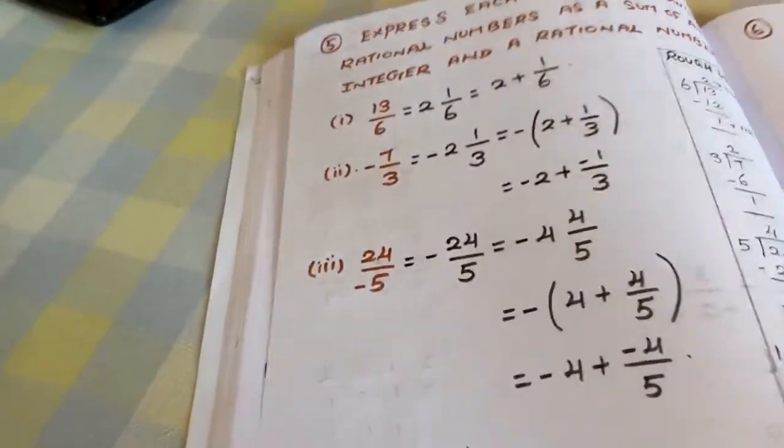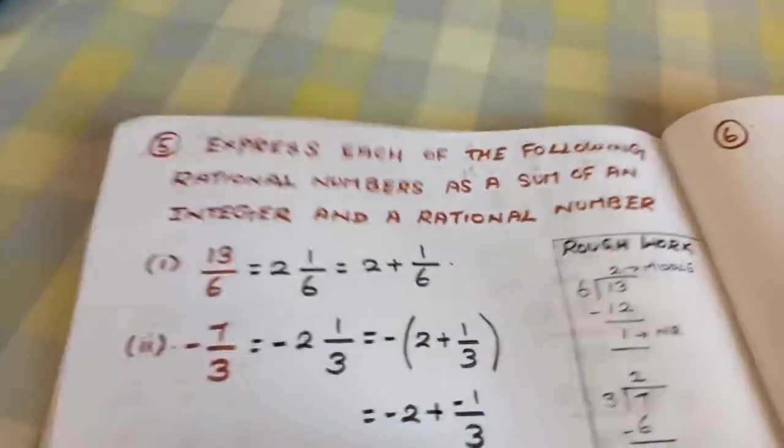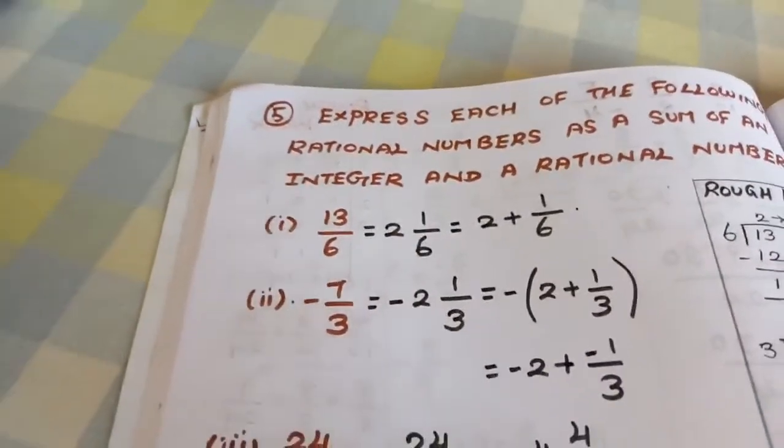And coming to the next question, if you see the next question in this case, and it is an important question here, students. So what is the thing they are given here is question number 5.